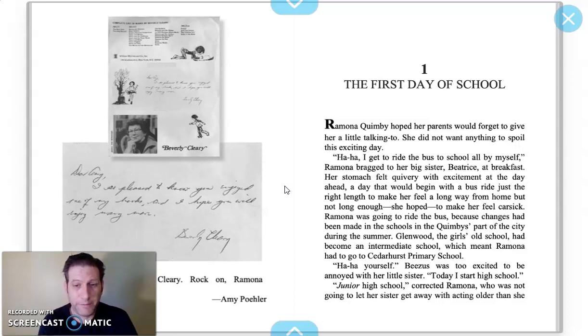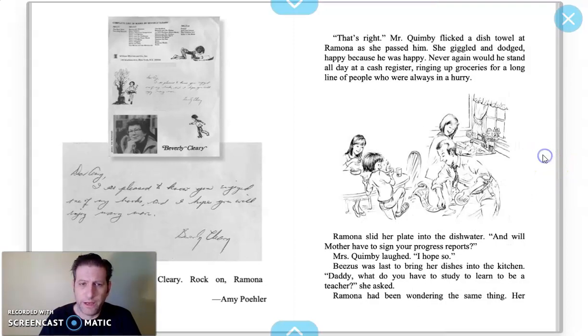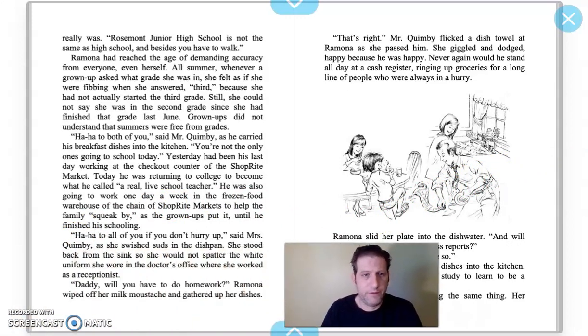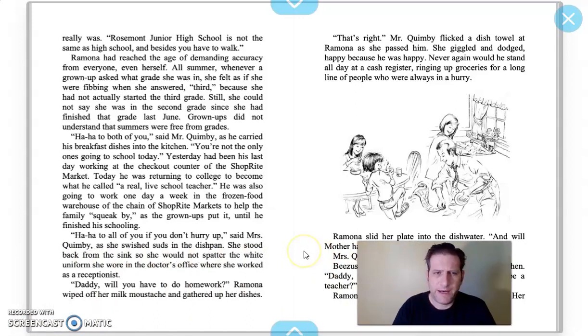"Ha ha yourself," Beezus was too excited to be annoyed with her little sister. "Today I start high school." "Junior high school," corrected Ramona, who was not going to let her sister get away with acting older than she really was. "Rosemont Junior High School is not the same as high school. Besides, you have to walk." Ramona reached the age of demanding accuracy from everyone, even herself.